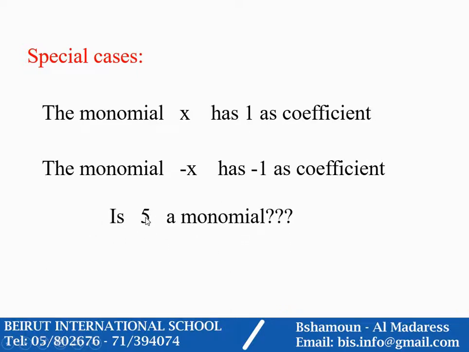If you have a number, 5, 6, 7, -2, any number, do you consider it a monomial? The answer is yes, because beside every number you can put any letter, any variable, to the power 0, and you know that every number to the power 0 is equal to 1. So 5 times 1, it's 5. So any number is a monomial.